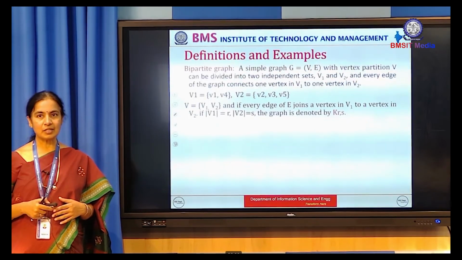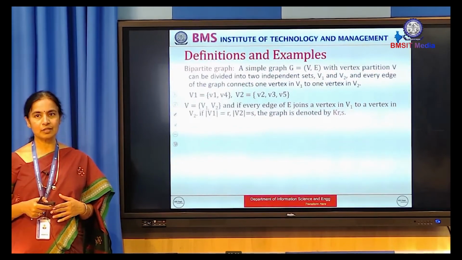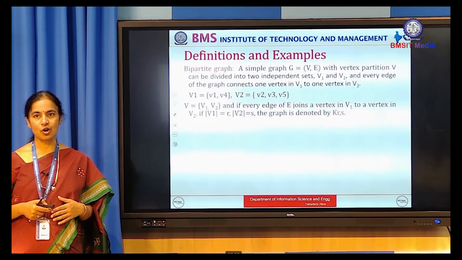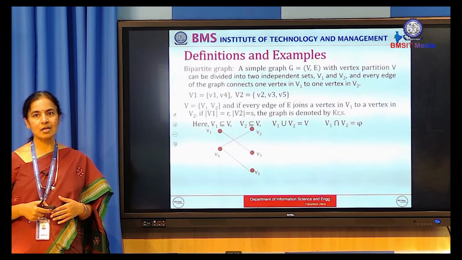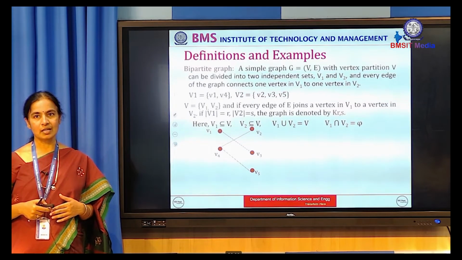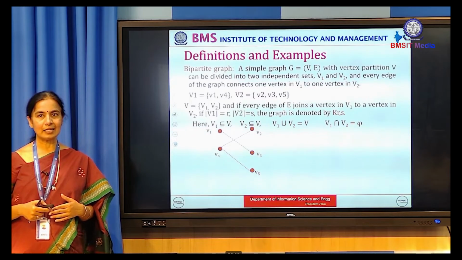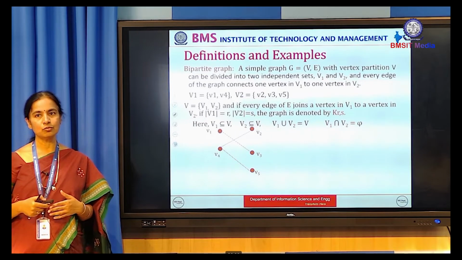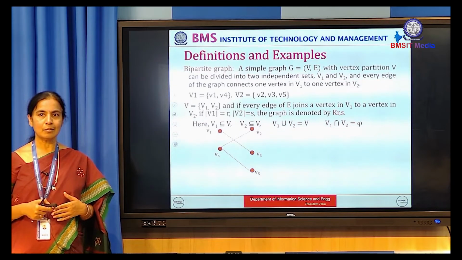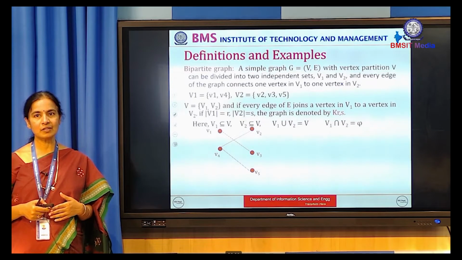So V belongs to V1, V2, and if every edge of E joins a vertex in V1 to a vertex in V2, then we call it a bipartite graph. Here in the diagram, V1 and V4 belong to one set, and V2, V3, V5 belong to another set. Now we are connecting from set 1 to set 2, so we call it a bipartite graph.